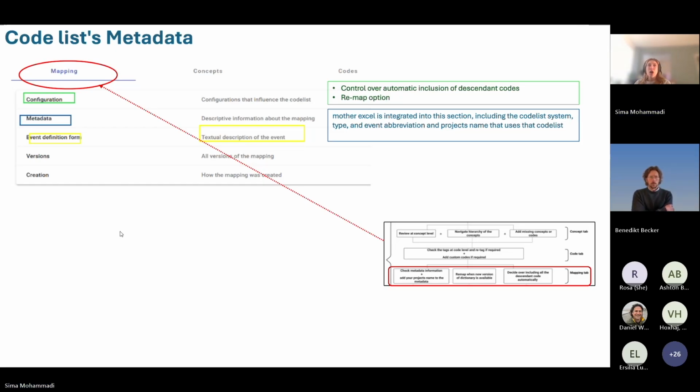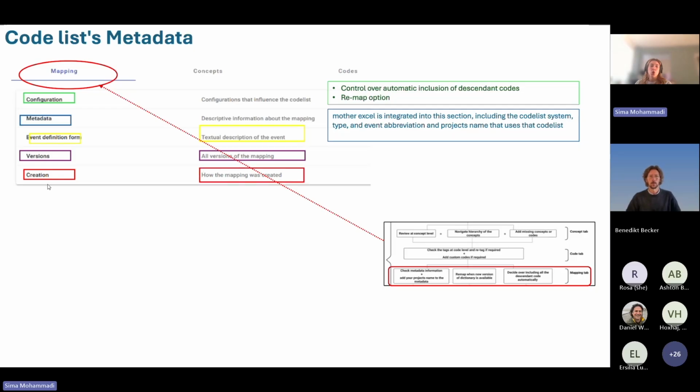I also want to ask everyone, if you are creating a new code list, it's important to have an event definition form for it. Then we have versioning. All versions of a code list can be seen in the version tab, and they are all downloadable with timestamps, names of the authors, and a summary of the changes in each version. And the last tab is creation.